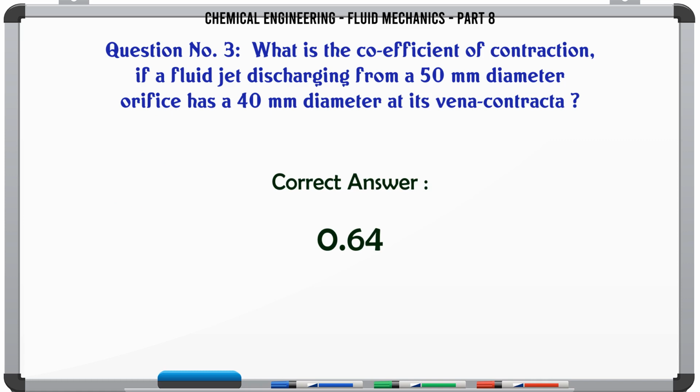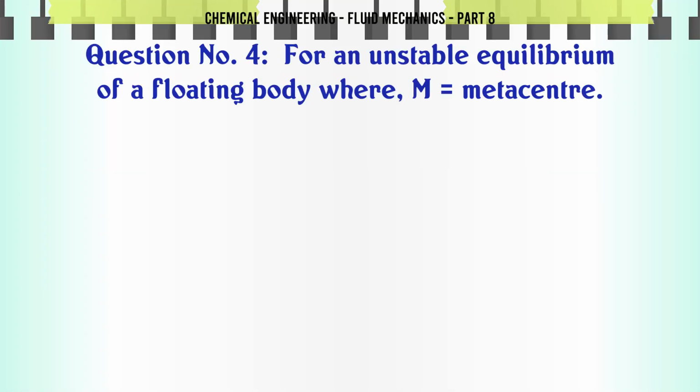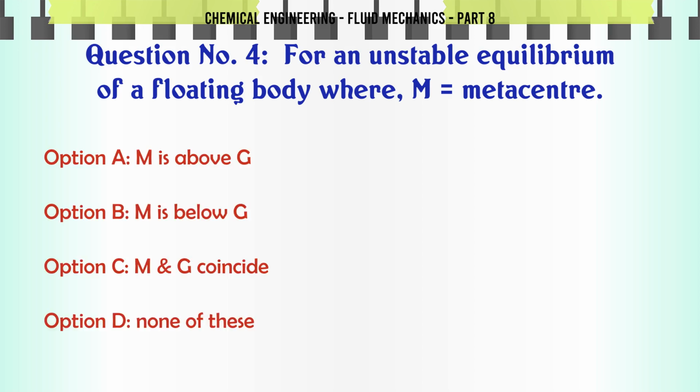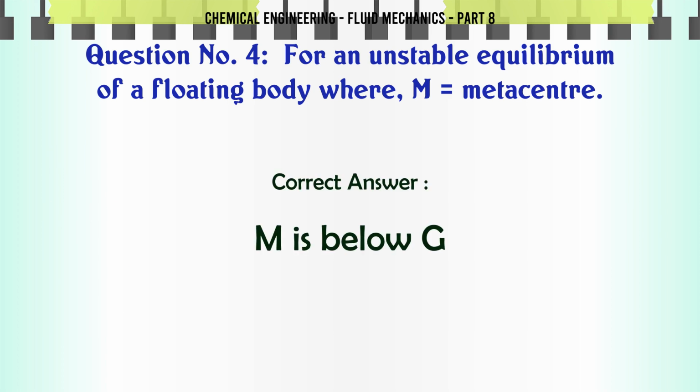0.64. For an unstable equilibrium of a floating body, where M is the metacentre: A. M is above G, B. M is below G, C. M and G coincide, D. none of these. The correct answer is M is below G.